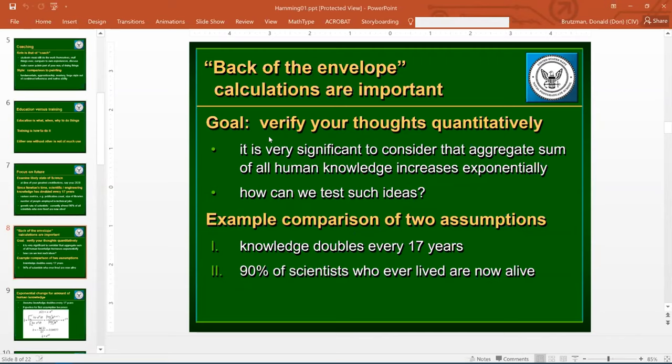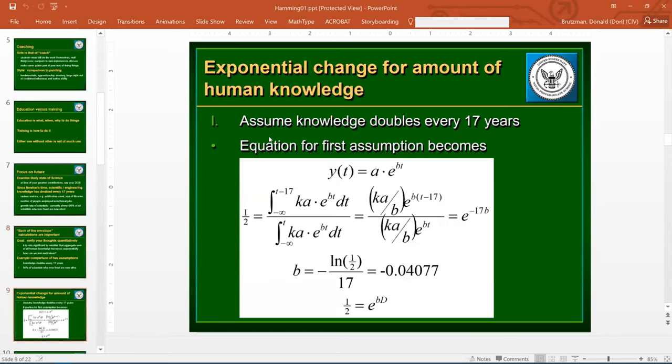So he said, okay, let's pick those two assumptions. Knowledge doubles at some exponential rate. Let's pick a time constant of 17 years. 90% of the science ever around are alive right now. Okay, so let's do some math. And John, I'm sure you're much more comfortable with this than a few of us.